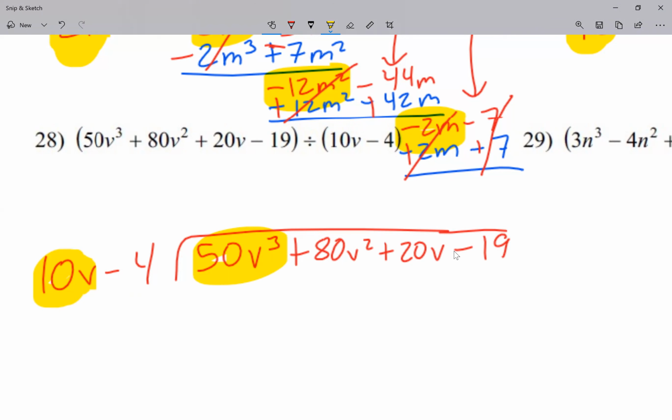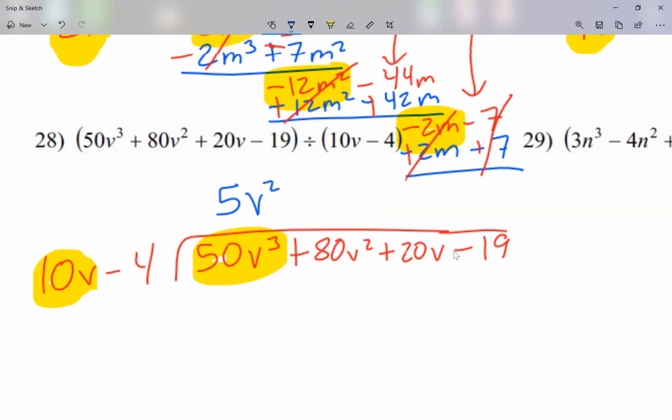All right. So I had to make 10v into 50v to the third. So number-wise, for 10 to become 50, I'm going to multiply this by 5. Letter-wise, I'm going to multiply 10v times 5v to the second. Because remember, for letters, I just add the exponents. So v times v squared becomes v to the third.